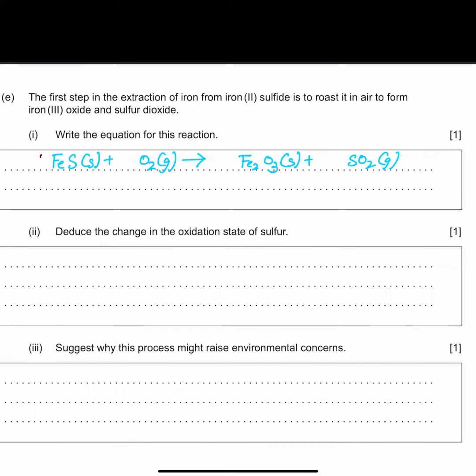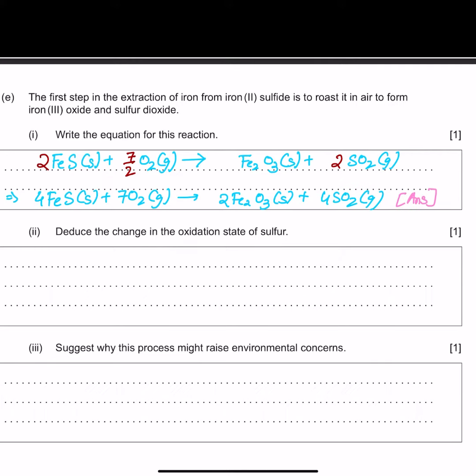So firstly, we have to balance the iron. If I put a 2 here, it would be balanced. If I put a 2 here, sulfur would be balanced. Now to balance the oxygen, we have 7 oxygen on the right-hand side and 2 on the left-hand side. I can just multiply by 7 by 2 to balance the oxygen. Now we can multiply both sides by 2 to get whole number coefficients. So 4 FeS solid plus 7 O2 gas gives you 2 Fe2O3 solid plus 4 SO2 gas. And this would be the final answer.